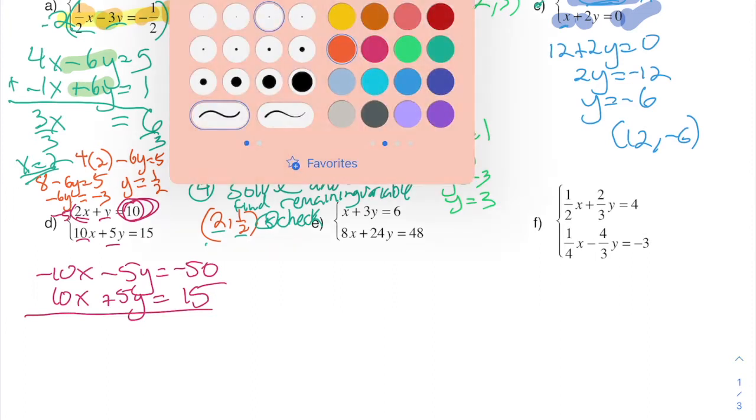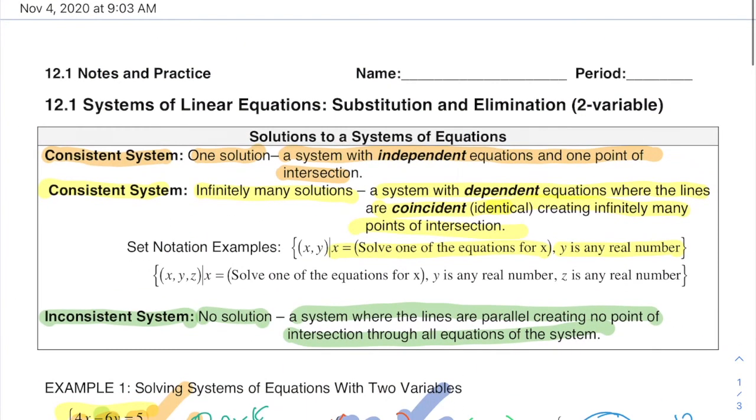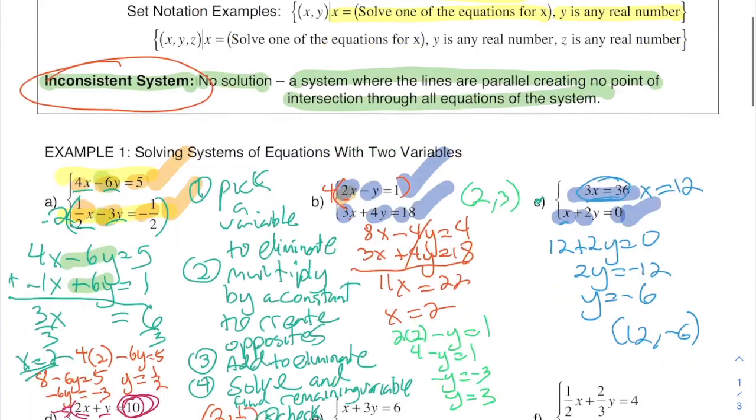And when I add these together, this is 0, this is 0, and I get 0 is equal to negative 35. That's weird. This answer does not make sense. So when we see something like this, this tells us that there is no solution. But now using our fancy words up here, we say it's an inconsistent system.